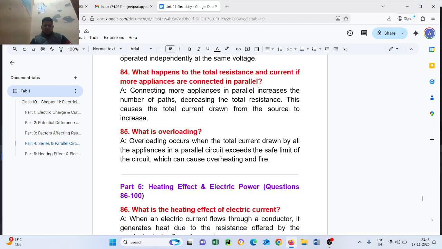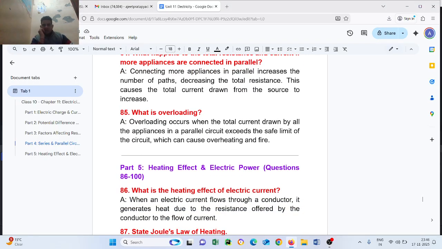Question number 85. What is overloading? Overloading occurs when the total current drawn by all the appliances in a parallel circuit exceeds the safe limit of the circuit, which can cause overheating and fire.